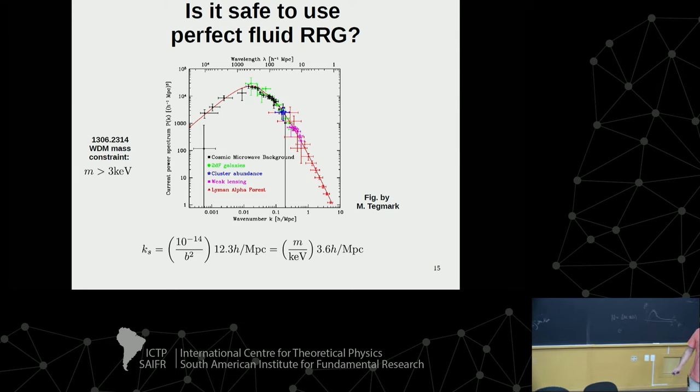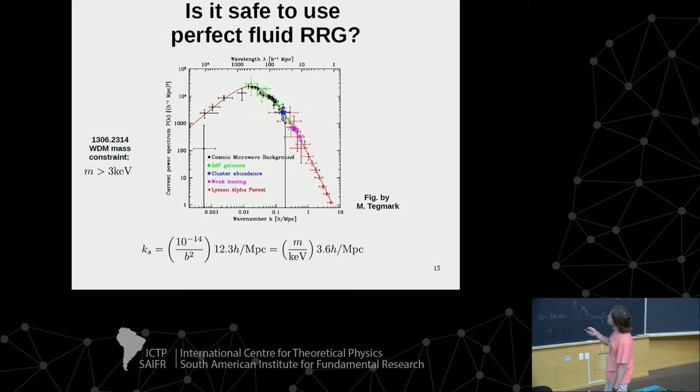And here is the power spectrum across different scales and some observations. This is rather old, but it will give you an idea about where we should focus, all right? So here are pretty large scales. Then you have cosmic microwave background (CMB) observations around here. Then the linear power spectrum, then you can also have weak lensing. And then to the smallest scales, you have observations in the Lyman alpha forest, okay?